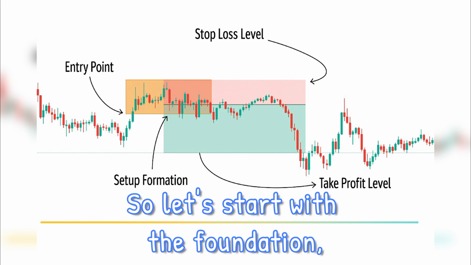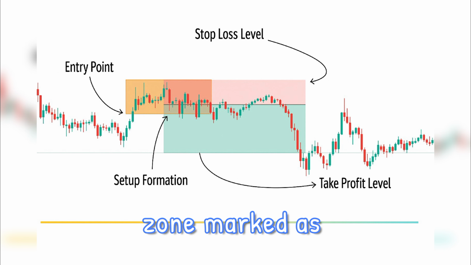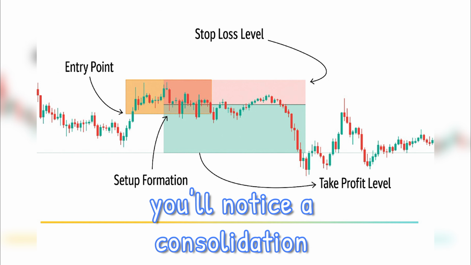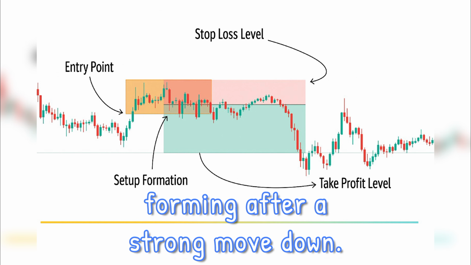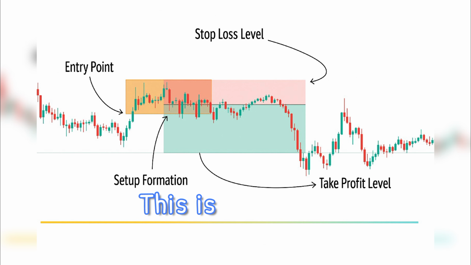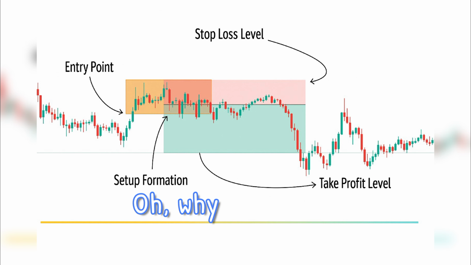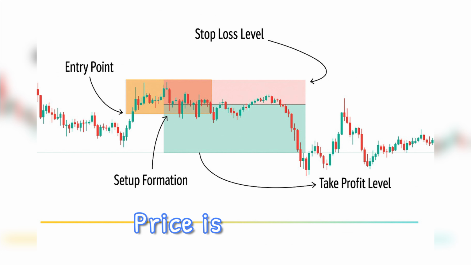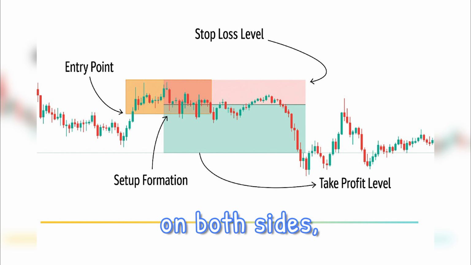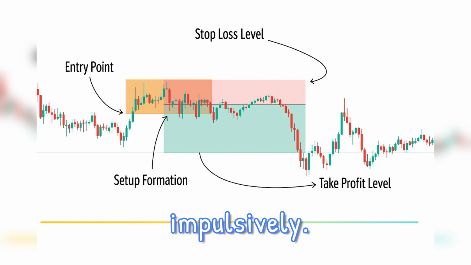So let's start with the foundation, the setup formation. If you look closely at the highlighted zone marked as setup formation, you'll notice a consolidation box forming after a strong move down. This box is where the market goes into range-bound movement, indicating indecision or liquidity build-up. This is a classic accumulation or redistribution phase depending on the context. Why does this matter? Because smart money is collecting orders in this zone. Price is trapping breakout traders on both sides, creating equal highs and lows. This is where you should pay attention, not trade impulsively.